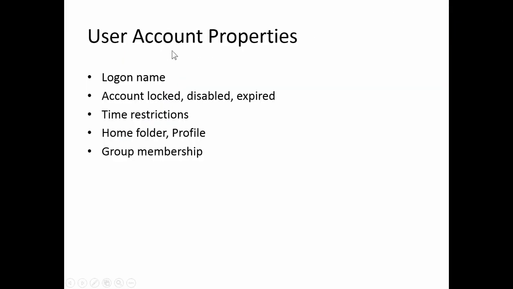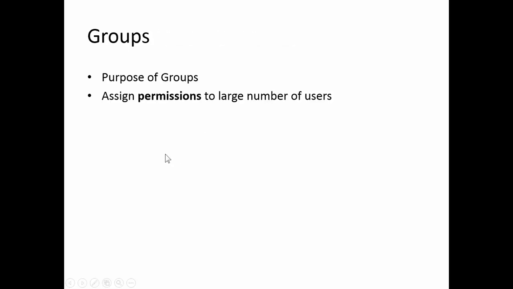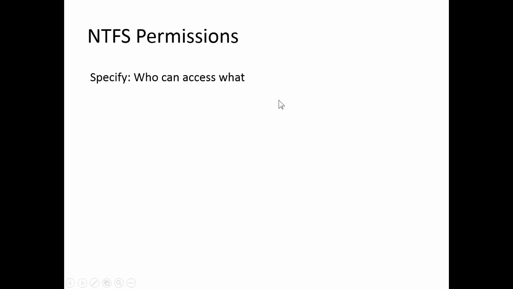So user account properties include the user's login name, whether or not the account is locked or disabled or expired, time restrictions, the home folder, and the profile, and group membership. Let's look a little more closely at group membership. The purpose of groups is to allow us to assign permissions to a large number of users. And this leads us to NTFS permissions. NTFS permissions specify who can access what.